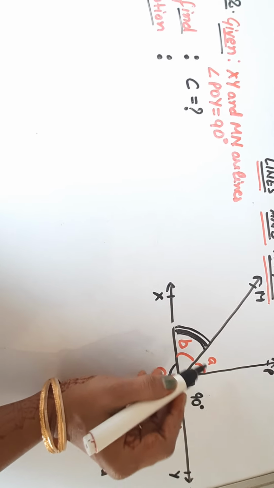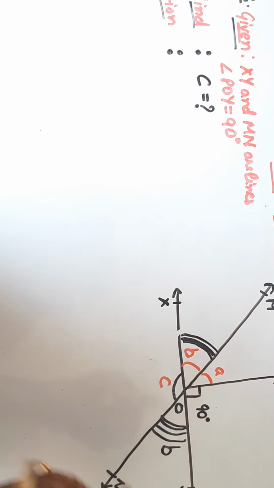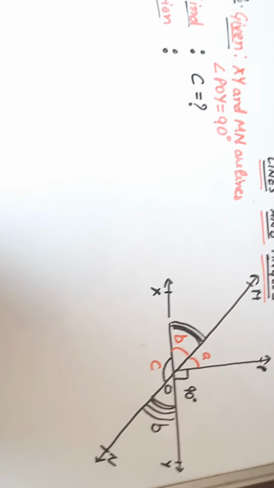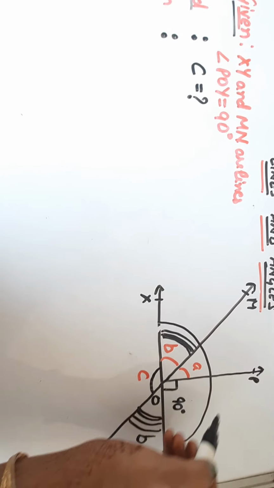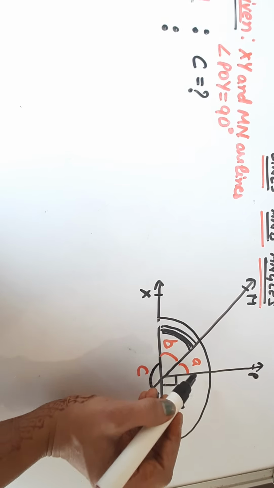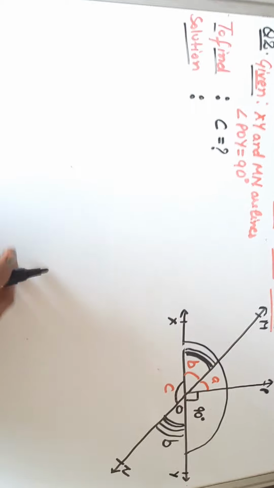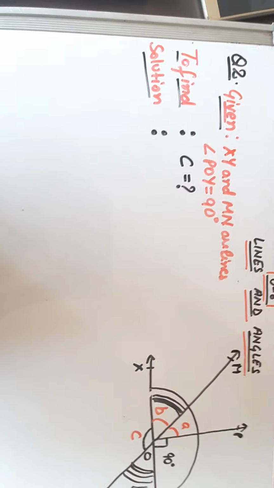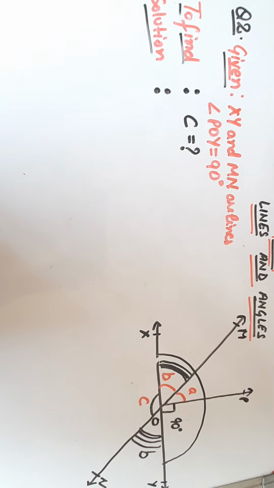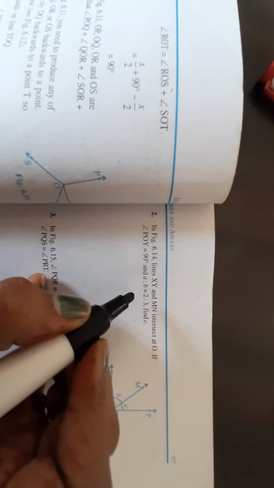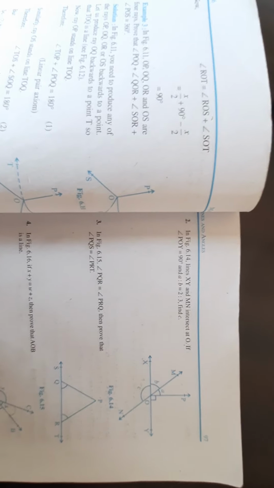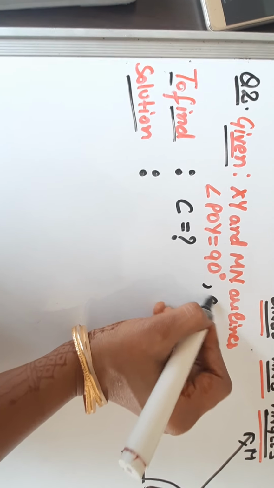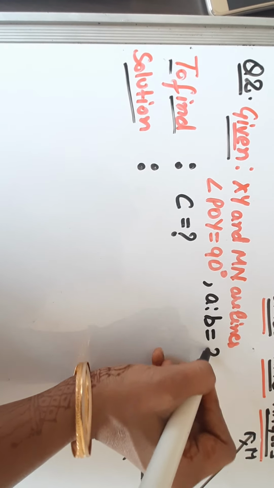from here, as you can see, XY is a line. So let us see whether we are getting any linear pair or not. Yes, a straight angle is formed on this line. That means the sum of these three angles will be 180 degrees. But before doing this, dear students, one important thing is given to us, that is, A is to B is equal to 2:3. So whenever this ratio is given, let us write it here in the given part: A is to B is equal to 2:3.